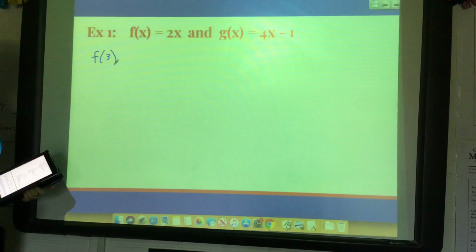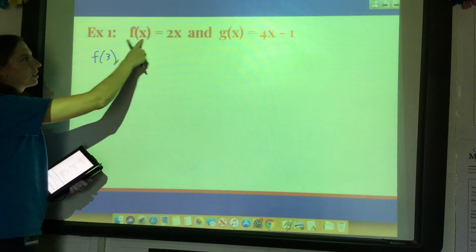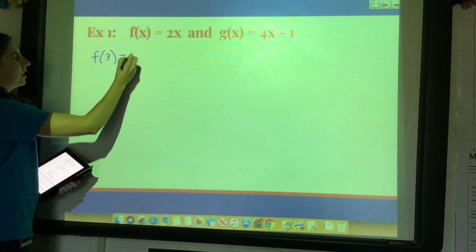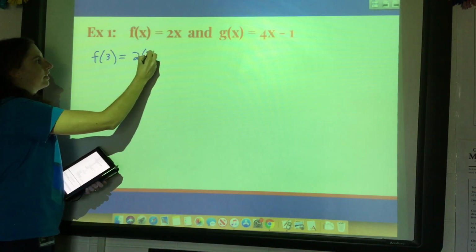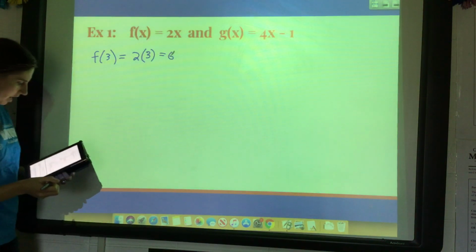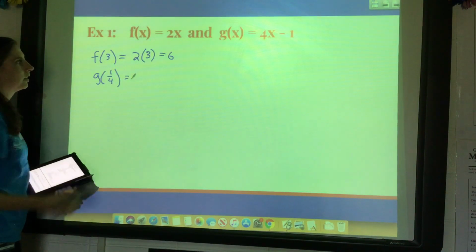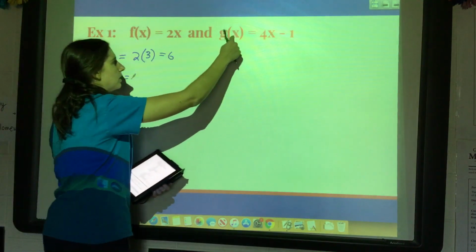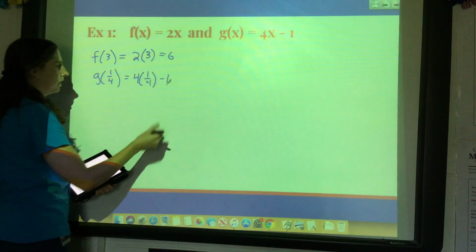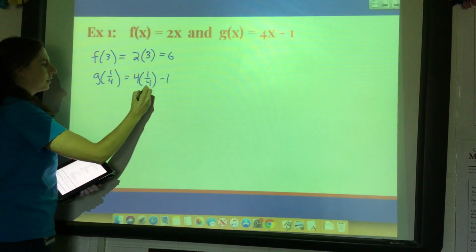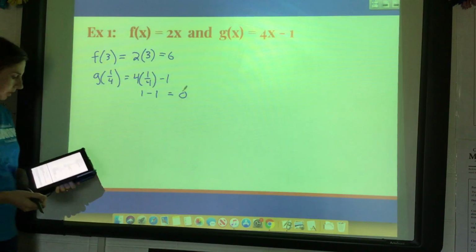Let's do a few quick problems here. First, let's do f of 3. Remember that means you're going to put 3 in for the input. X is just a placeholder for whatever your input is. So I'm going to do 2 times the input, in this case 3, which is 6. Hooray. If I wanted to do g of 1/4, that means put 1/4 into the g function for its input. 4 times 1/4 is 1. 1 minus 1 is 0. So that's my output for this one.